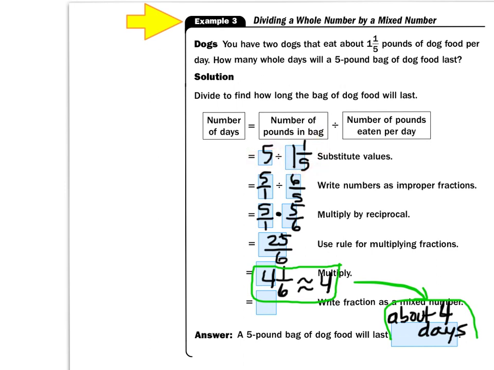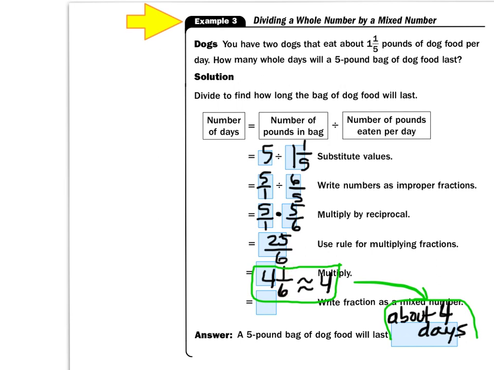So now change the 5 to an improper fraction, 5 over 1, divided by, and then 1 1/5 becomes 6 over 5. Now remember, keep, change, flip. Keep the 5 over 1 the same, change division to multiplication, and flip that second fraction, 5 over 6. Now I can't cross cancel or cross reduce anywhere, so I just multiply straight across. 5 times 5 gave me 25 on top, 1 times 6 gives me 6 in the bottom. Well, I can write that as a mixed number. 6 goes into 25 4 complete times with 1 left over. So it's 4 and 1/6.